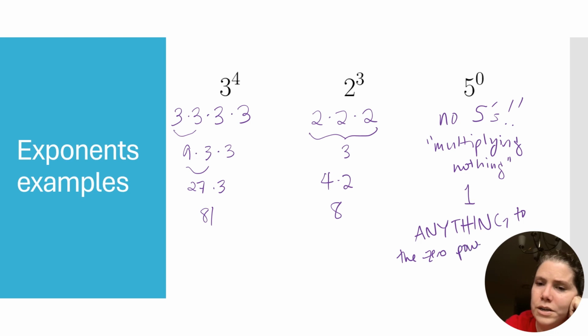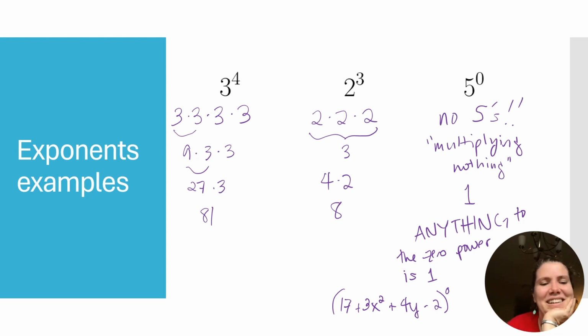They could put so many things in there. They could be like 17 plus 3x squared plus 4y minus 2. And when they put it to the 0 power, forget it. The whole thing's equal to 1. It doesn't matter. Those are the basics of exponents.